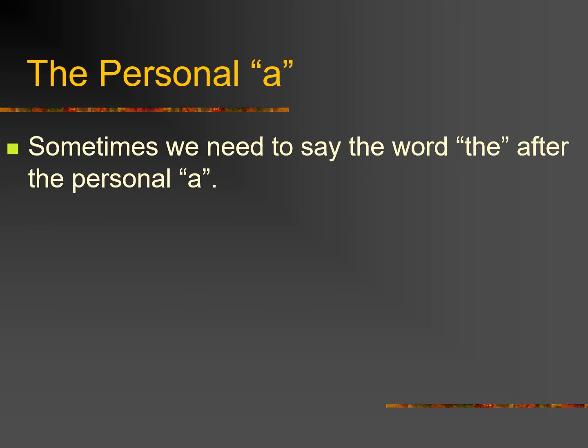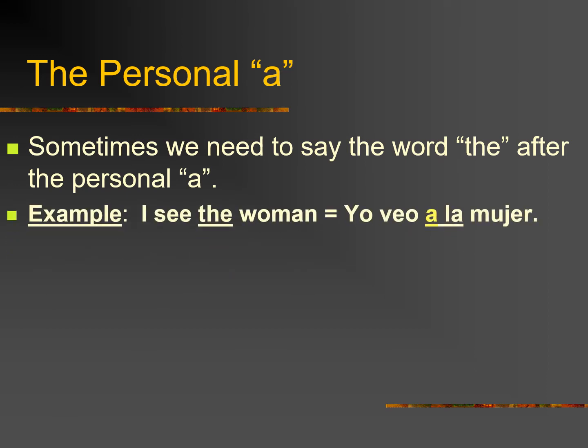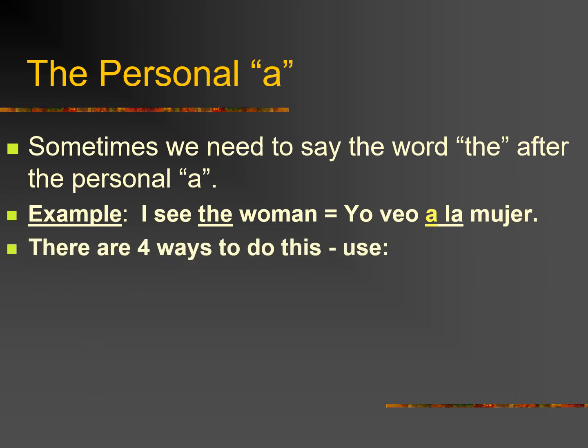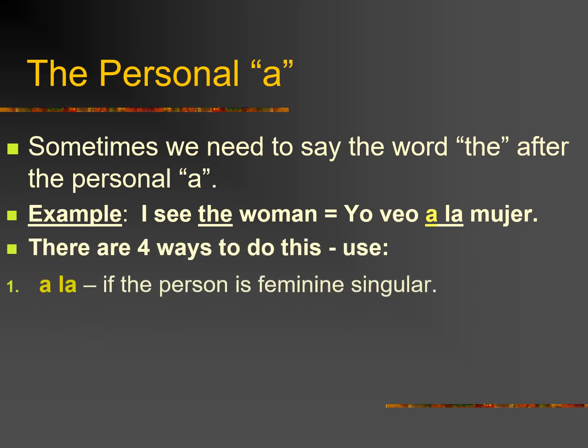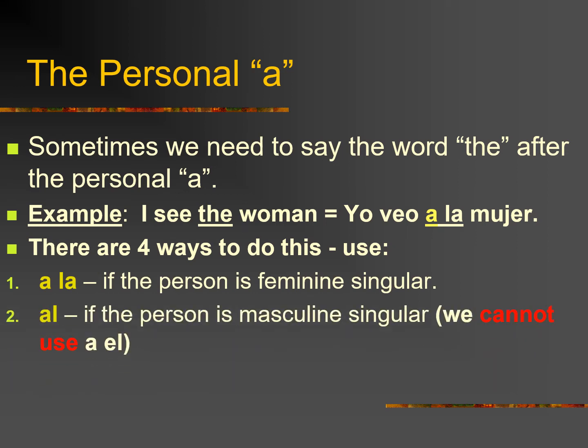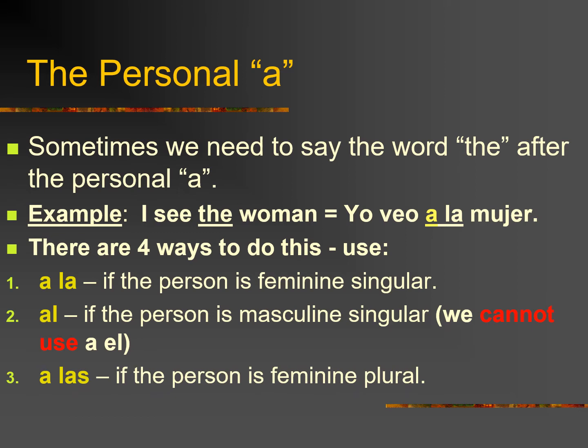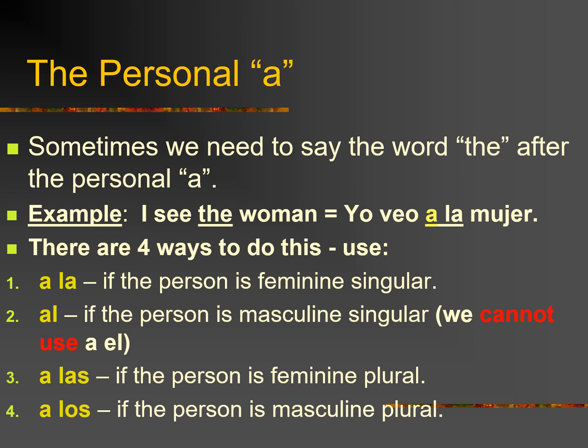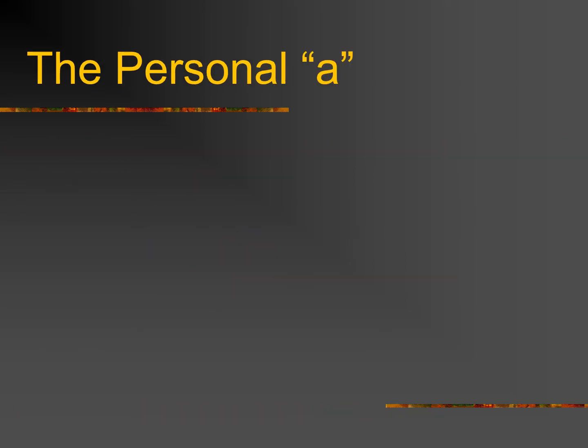Sometimes we need to say the word "the" after the personal a. Example, I see the woman. Yo veo a la mujer. There are 4 ways to do this. So you can use a la if the person is feminine singular, al if the person is masculine singular. We cannot use a él. A las if the person is feminine plural, or a los if the person is masculine plural.